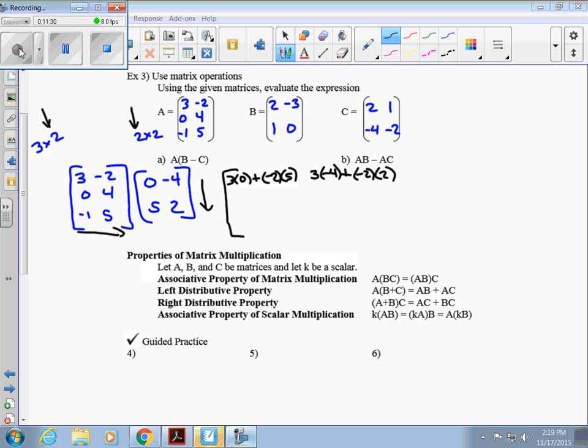Then row 2 and column 1. Well, it's going to be 0 times 0 plus 4 times 5. And then it's going to be 0 times negative 4 and 4 times 2. And then we're going to go row 3 in column 1, which would be negative 1 times 0 plus 5 times 5. And then negative 1 times negative 4 and 5 times 2.